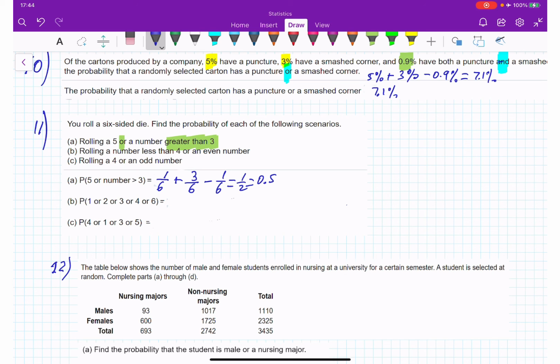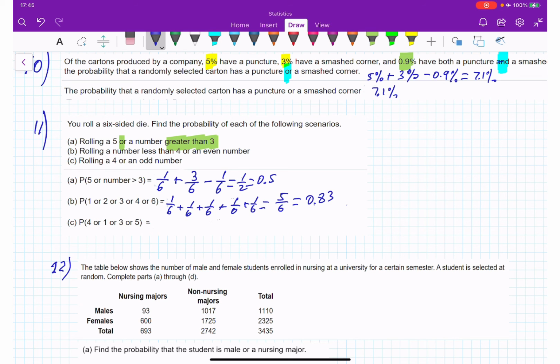0.5 means 50%. Next, probability of it's going to be 1 or 2 or 3 or 4 or 6. Each one of them has probability 1 over 6. That means I have 1 over 6 plus 1 over 6 plus 1 over 6 plus 1 over 6 plus 1 over 6. And I will get 5 over 6, which is equal to 0.83 or 83%.